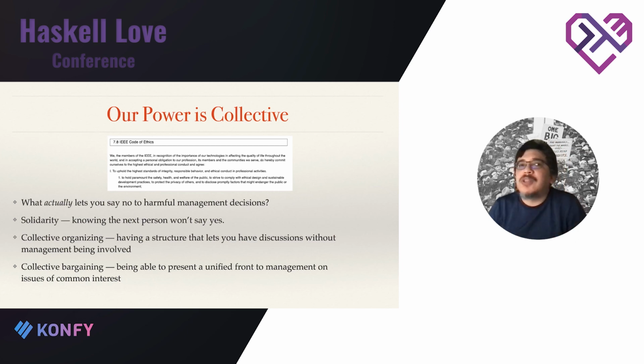So one thing I want to point out is the IEEE Code of Ethics, where the first point, I think it's a bit clearer than the ACM Code of Ethics here, talks about upholding the highest standards of integrity, holding paramount the safety, health, and welfare of the public, complying with ethical design and sustainable development practices, and disclosing promptly factors that might endanger the public or the environment. This is very similar to many other engineering organizations' codes of ethics. I think ACM is a bit weaker here. But think about what that means, a prompt disclosure, right? If something's wrong, you let people know it's wrong, and you keep letting people know it's wrong until it gets fixed.